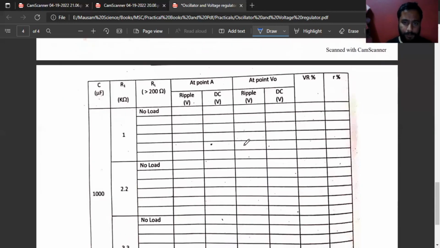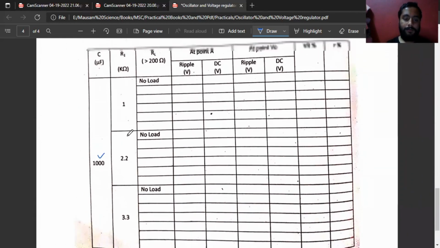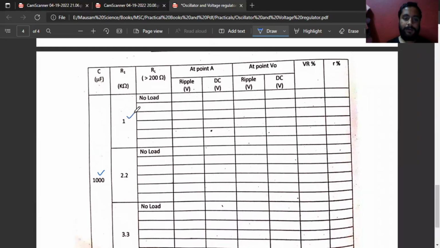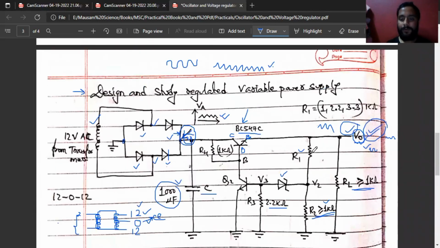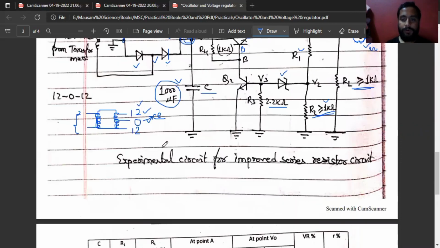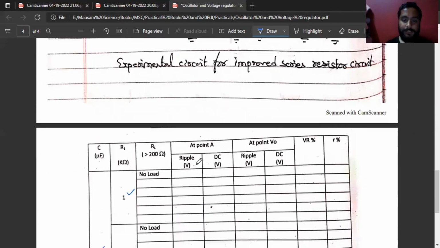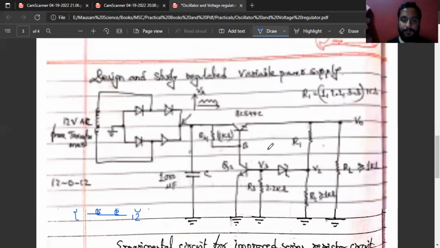Now, there is data to be filled. We'll keep a capacitor of 1000 and we'll use three different R1 values. Let's talk about the R1 value of 1 kilo ohm. We'll keep R1 at 1 kilo ohm. And we will not keep any load. There will be no load. We'll remove this load. And what will we check? We'll check the input voltage from here, the input voltage and input ripple voltage. Ripple voltage at point A and at point B. Suppose this point is A.